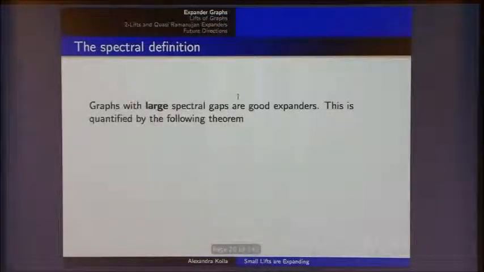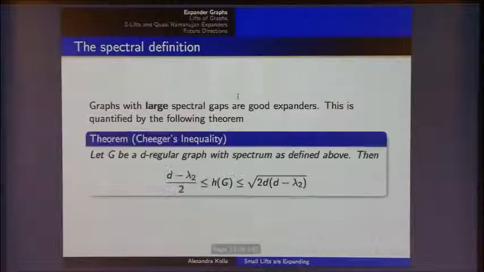Okay? All right, so here is what expanders are. And in the spectral sense, it's quantified largely by the following theorem, which is also known as Cheeger's Inequality. It says that what we just saw before, the edge expansion, is closely related to the spectral gap. In fact, it's between (d minus lambda 2) over 2 and square root of 2d(d minus lambda 2). This is a very useful theorem that has led to many beautiful algorithms.